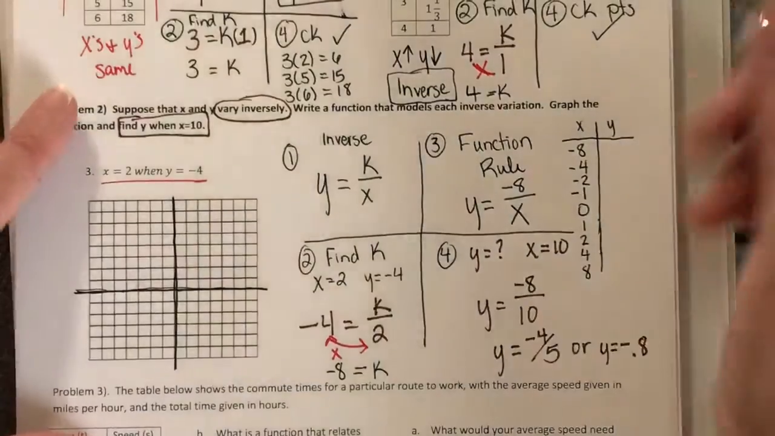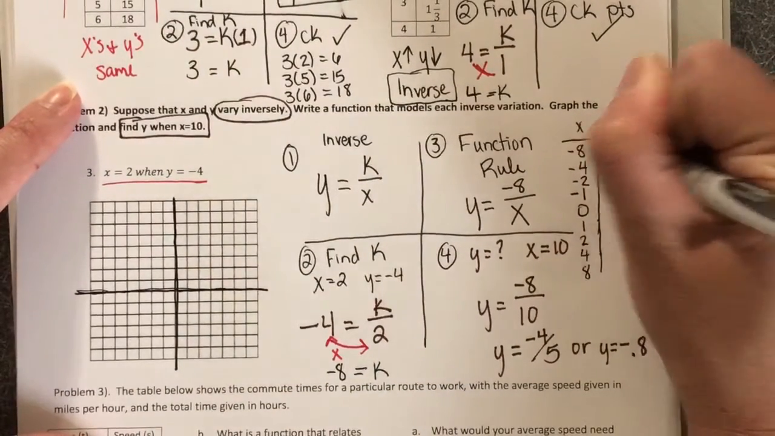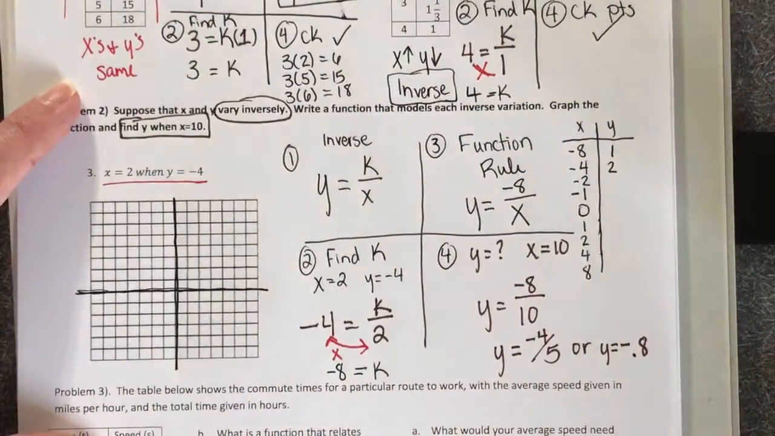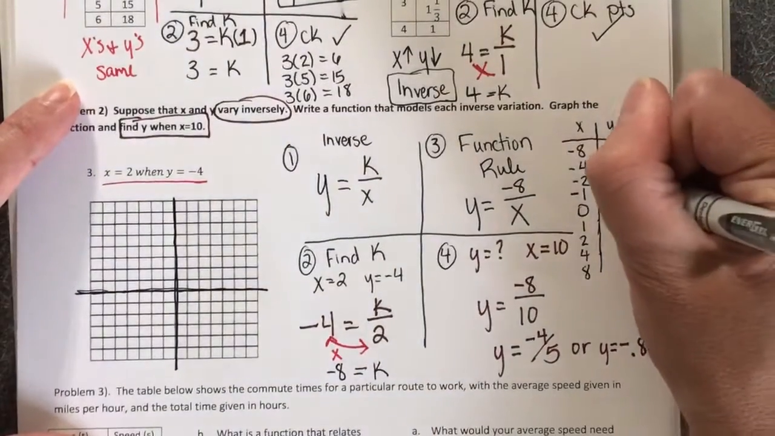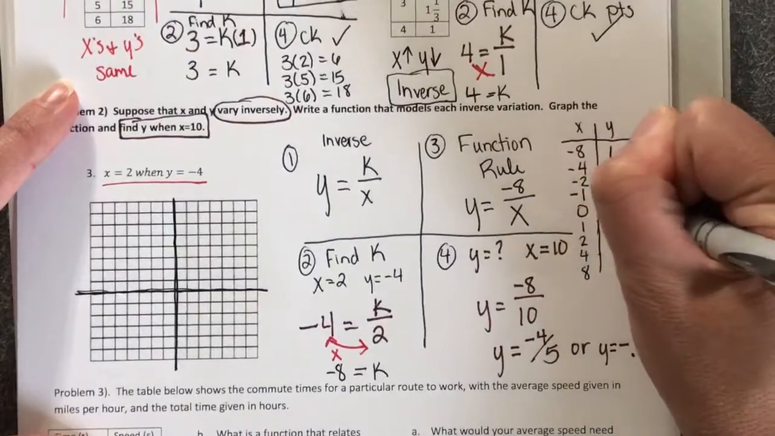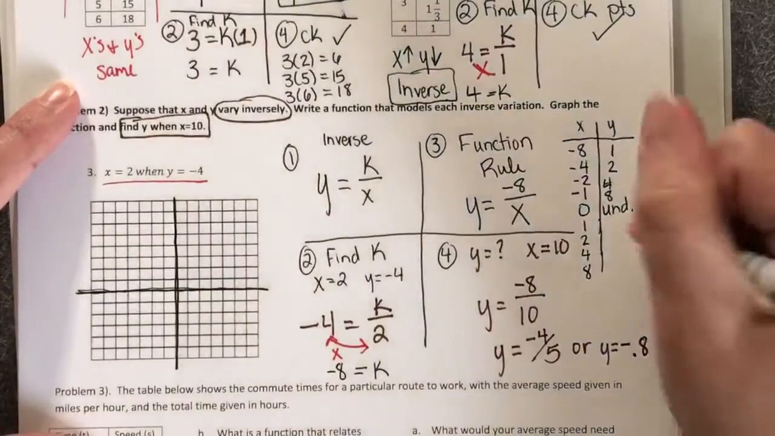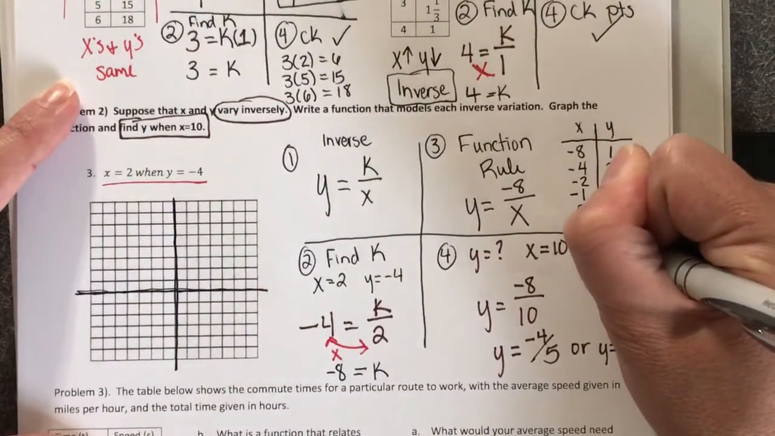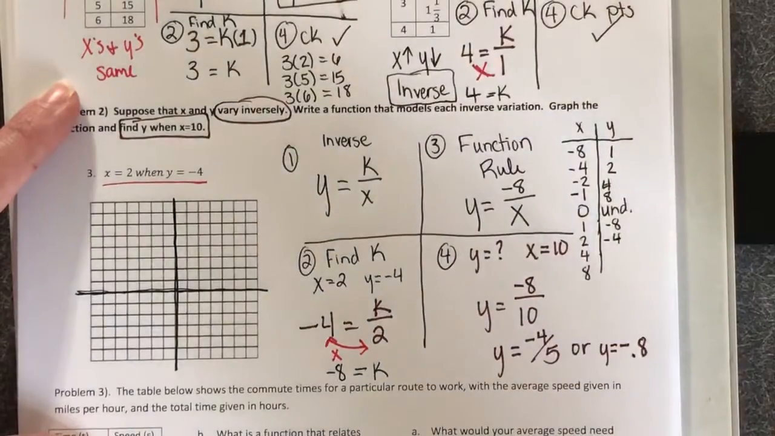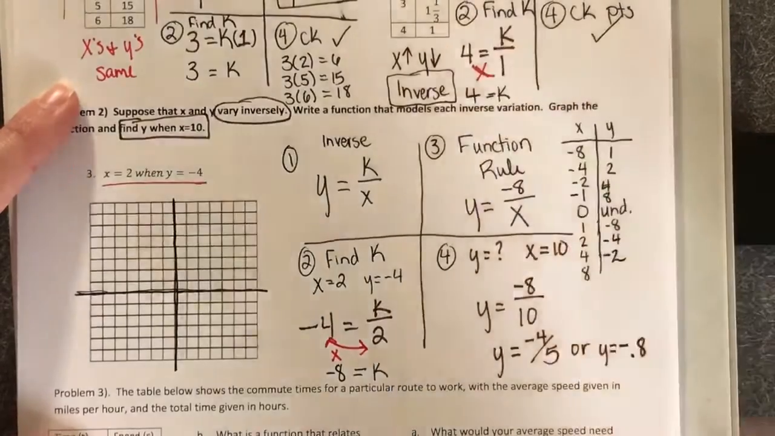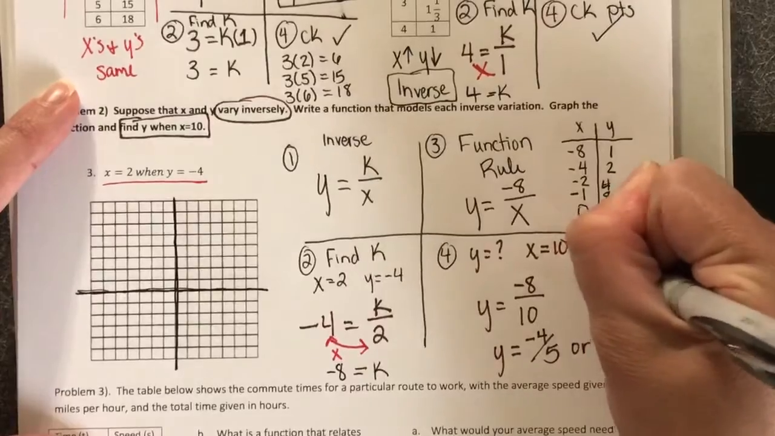So -8 divided by -8 is going to give me +1. -8 divided by -4, +2. -8 divided by -2, +4. -8 divided by -1, +8. -8 divided by 0 is undefined. -8 divided by 1, -8. -8 divided by 2 is -4. -8 divided by 4, -2. -8 divided by 8, -1.